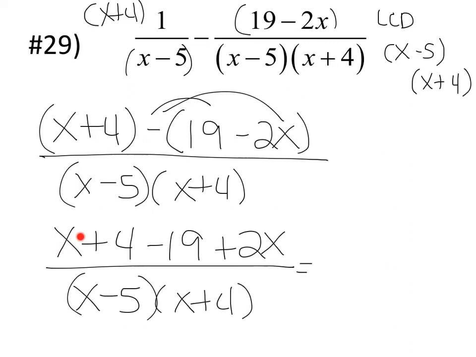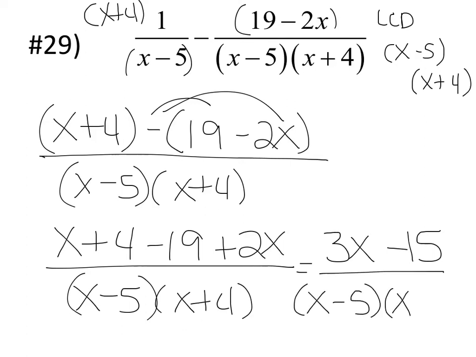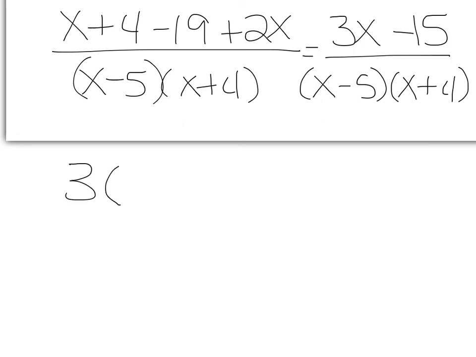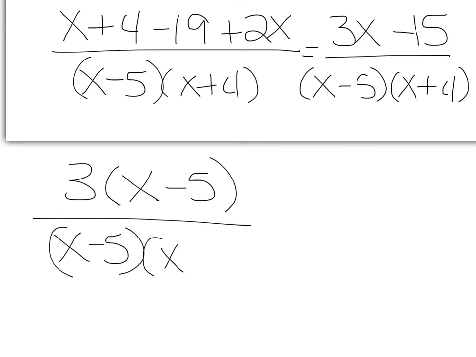So combine your like terms. x and 2x is 3x. And 4 minus 19 is negative 15. And then you have x minus 5 times x plus 4. Okay, so on the top we're going to factor out a 3. Just leave it for a second. And then it's x minus 5. So then you have x minus 5 times x plus 4. The x minus 5's cancel, leaving you 3 over x plus 4.